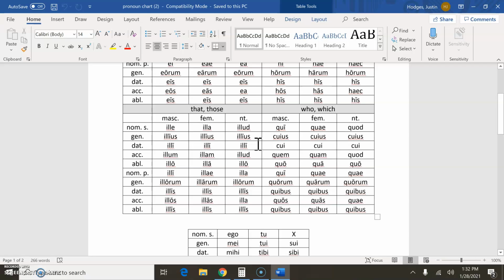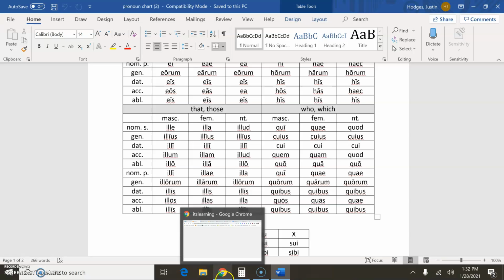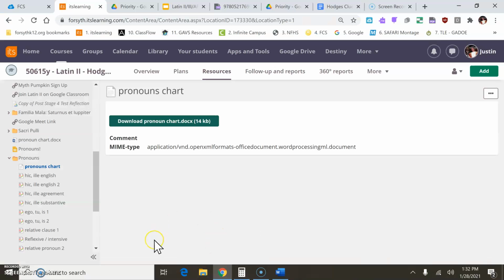So like I said, you'll use this chart in order to figure out a lot of the correct answers on here. The trick is being able to recognize what each case means and to recognize whether something should be masculine, feminine, or neuter, and whether or not it is singular or plural. So let's go back to our quizzes.